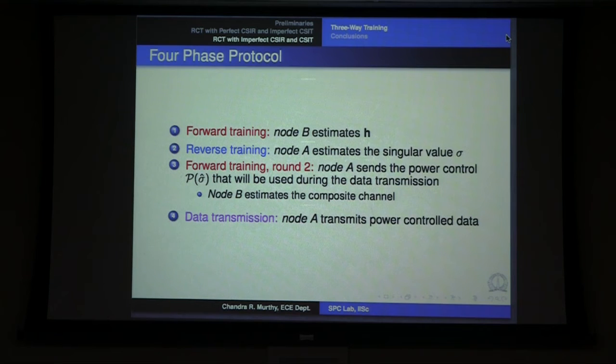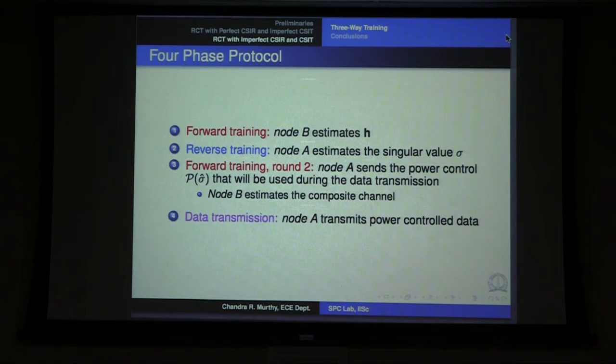So you train for the second round from node A to node B. This time you send the power control itself, that is the P of sigma hat, to the receiver, the power control that we use for data transmission. And using this, node B estimates the channel H times the power control, so it estimates the composite channel at the receiver. And then you have a data transmission phase where node A transmits data to node B with power control.